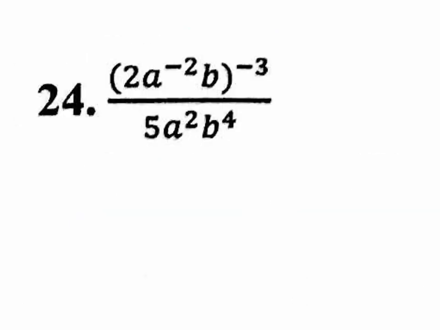Number 24, I'm going to distribute the outside exponent to the inside. So that negative 3 needs to be distributed to that 2. So I will have 2 to the negative 3. The negative 3 distributed to that power of negative 2. So you have to multiply power to a power.